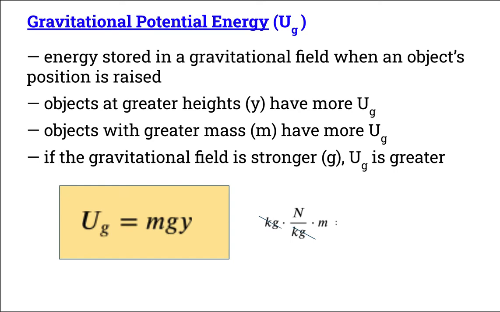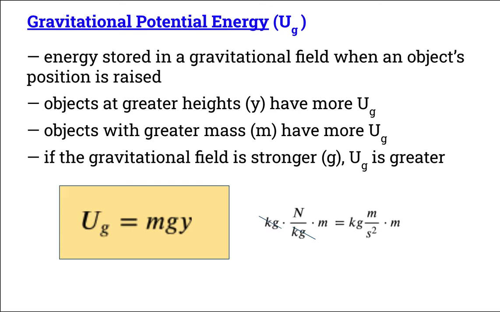But a newton is not a basic unit. It's a derived unit. It comes from combining other simpler units. If we think about F equals m times a, a newton should equal the units of mass times the units of acceleration. So that would be a kilogram times meters per second squared.